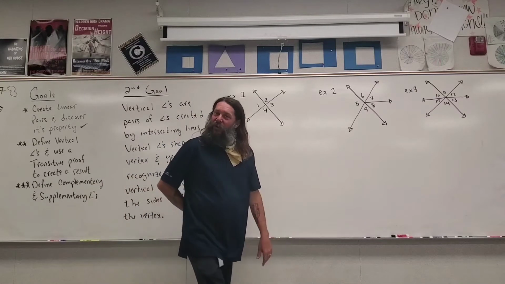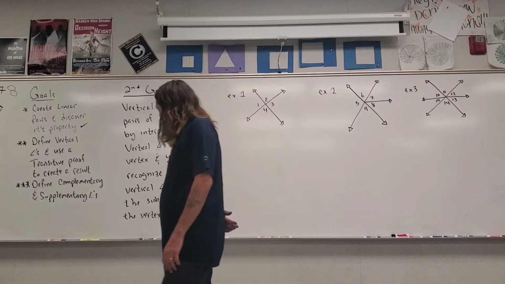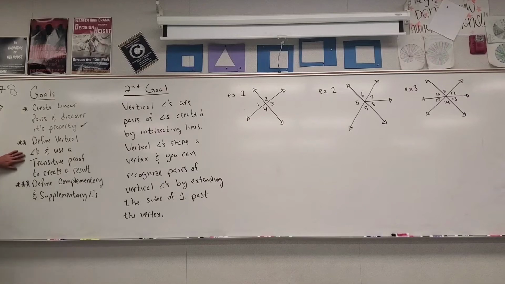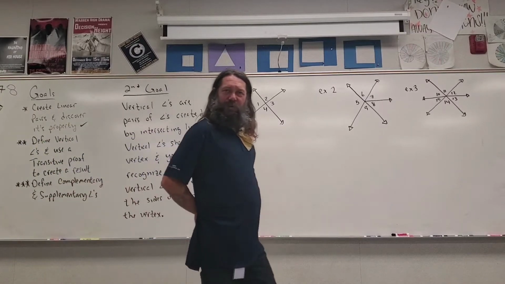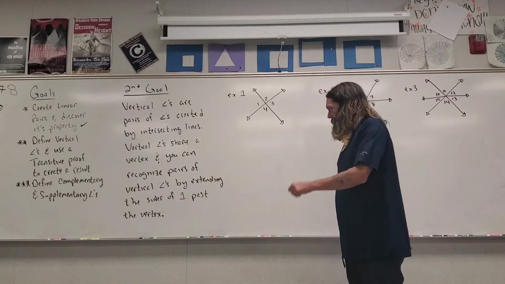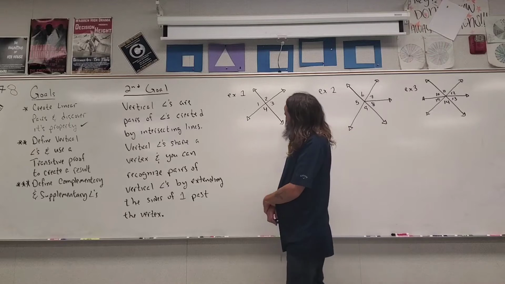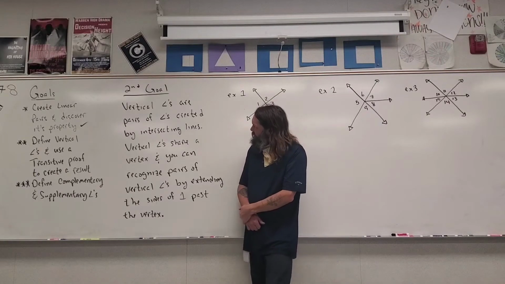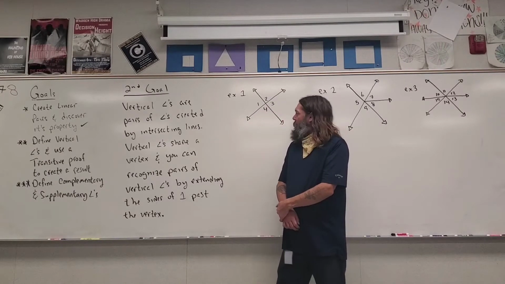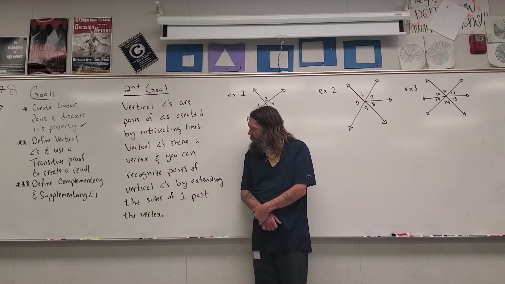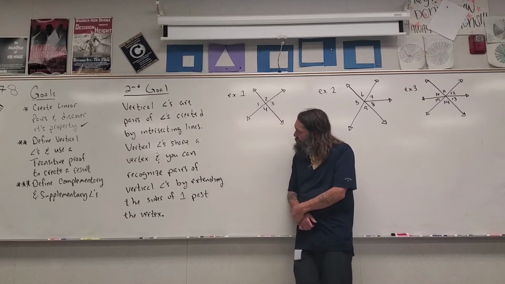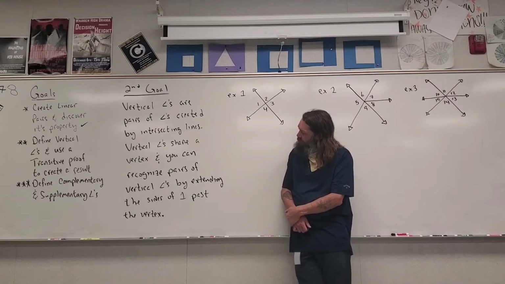I'm back. Let's go ahead and move into our second goal here, and that's going to be to define vertical angles and use the transitive proof to create a result. So right now, I'm going to define them, and then once we get through this, I'll come back and we'll do the little proof. Okay. So vertical angles are pairs of angles created by intersecting lines. Vertical angles share a vertex, and you can recognize pairs of vertical angles by extending the sides of one angle past the vertex.